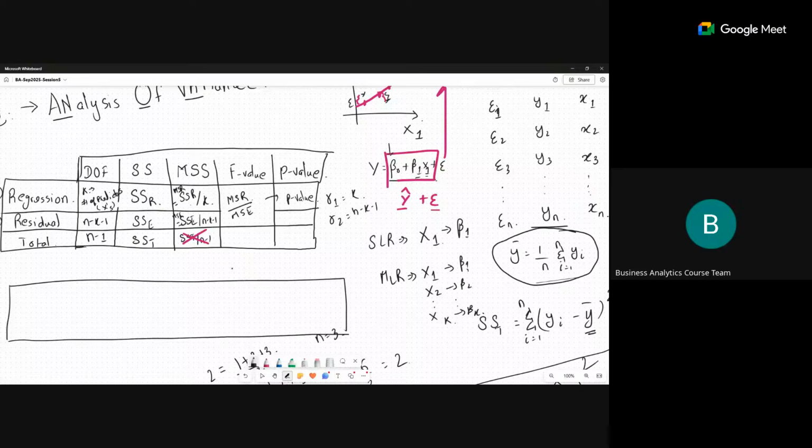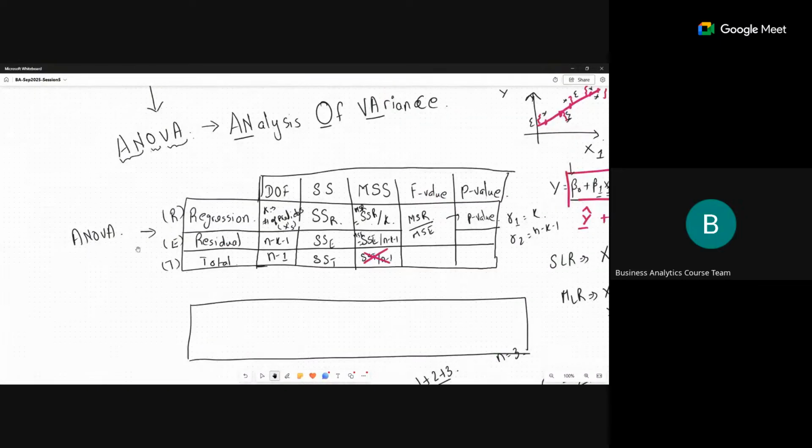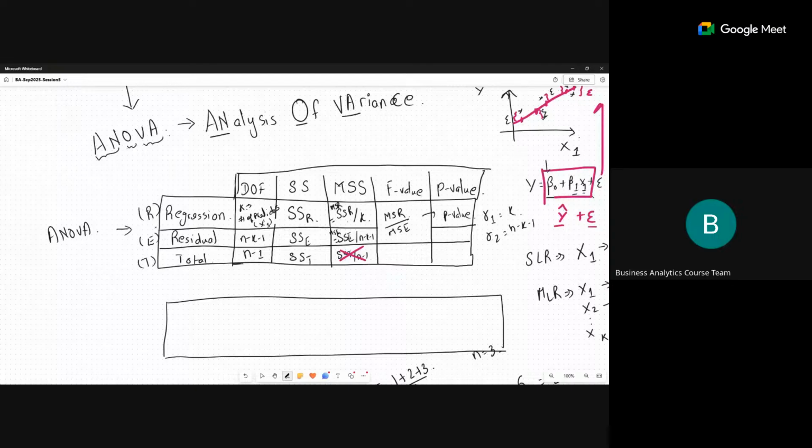Super. Now tell me, what does this F value signify? You are doing an analysis of variance, correct? You are analyzing the variance between regression and residual, and you are doing a hypothesis test here because you are doing an F test. That is why you are trying to find the p-value, the significance value. So what is this hypothesis test? What is the null hypothesis? What is the alternative hypothesis?